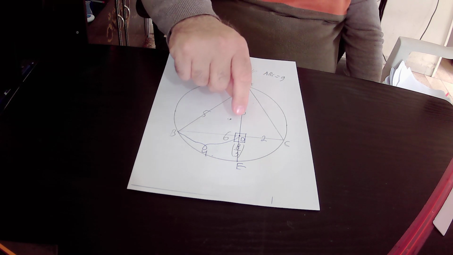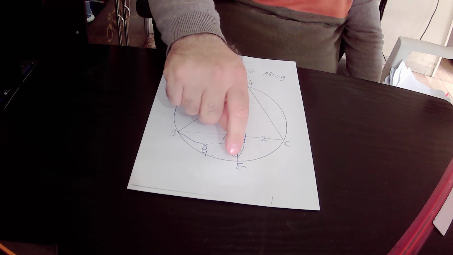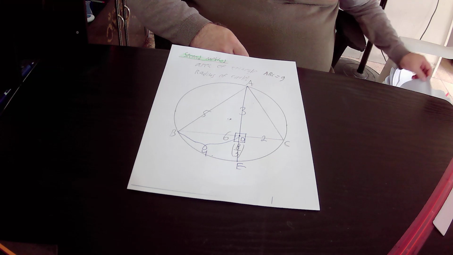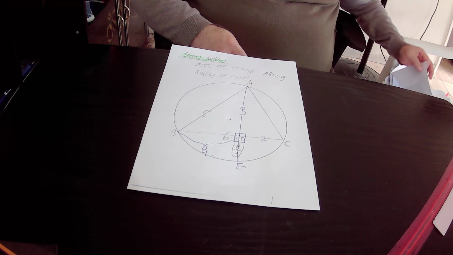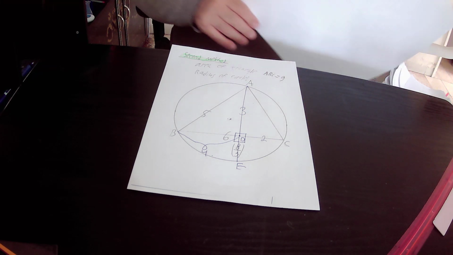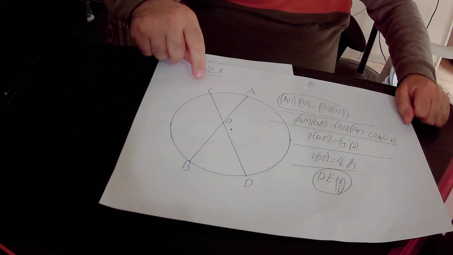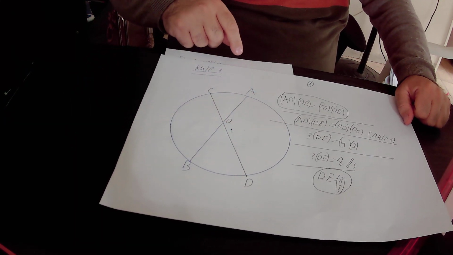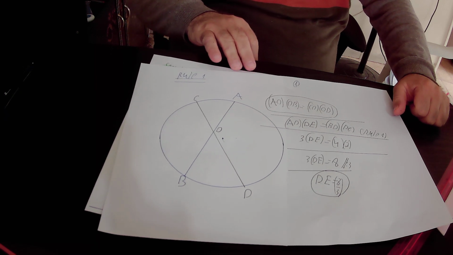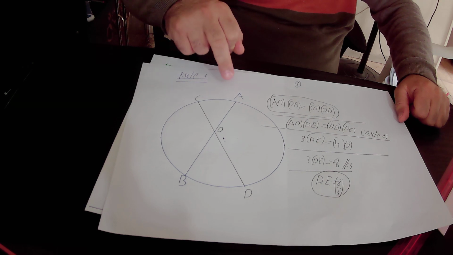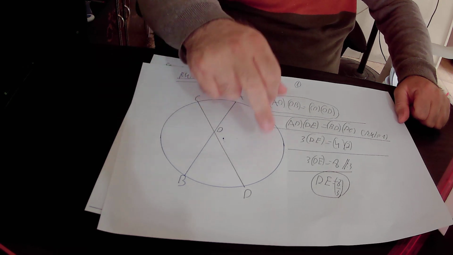Then we extend line segment AD by a straight line until it touches the circle at point E. Then we implement rule number 1 in this drawing. According to rule number 1, if chord AB intersects with chord CD at point O, then the following equation is true: AO times OB equals CO times OD.